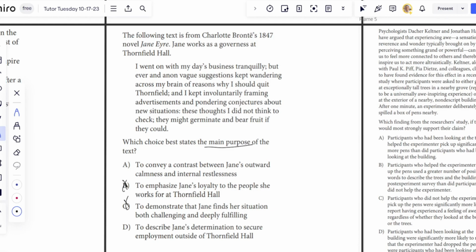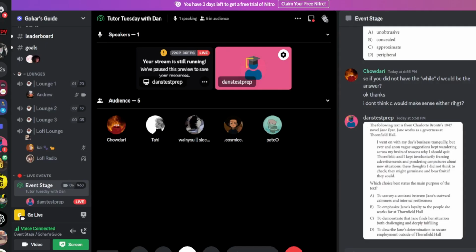Well, this wasn't like she was definitely going to do this. She was thinking about it, but she's saying, I did not think to check those thoughts. So between A and D, I'm going to go with A, just showing that there's a contrast between her outward calmness, going about the day tranquilly, and internal restlessness, thinking about quitting her job.